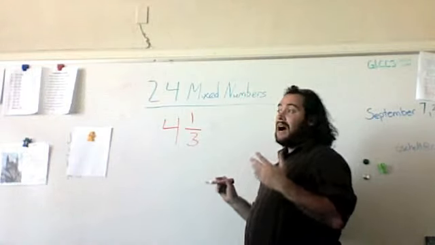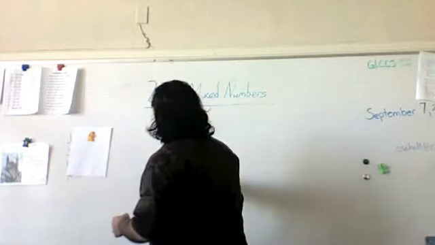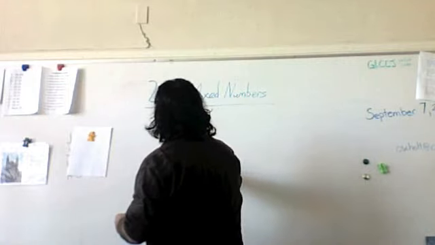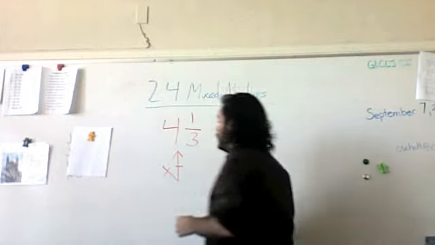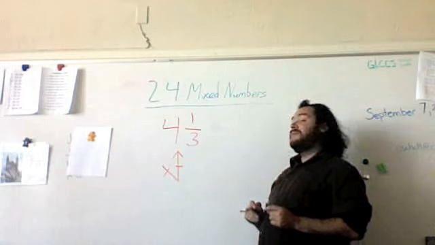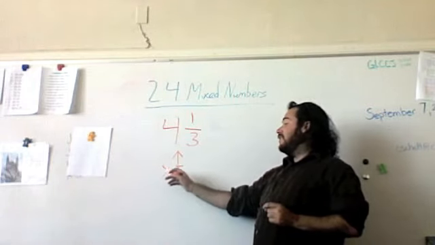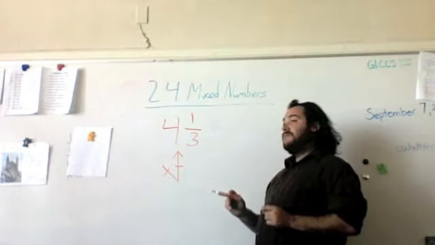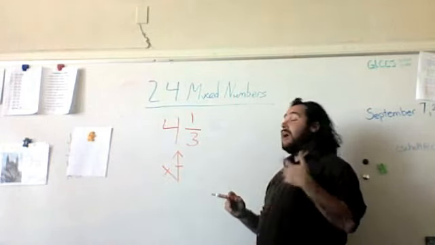To do this, I use the following symbol. Kind of looks like a check mark, but it's got a slash here and a slash here. This helps me remember what steps I have to follow. Starting from my whole number, we're going to go down and to the right, and that slash looks like a multiplication sign, so we're going to multiply. 4 times 3 gives us 12.